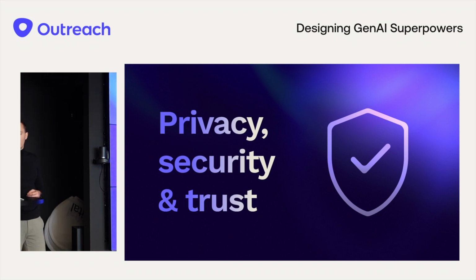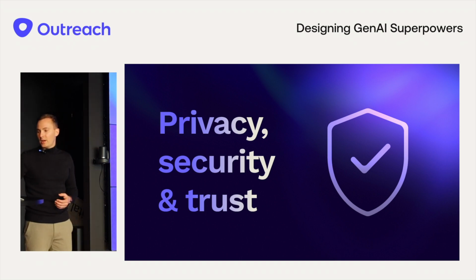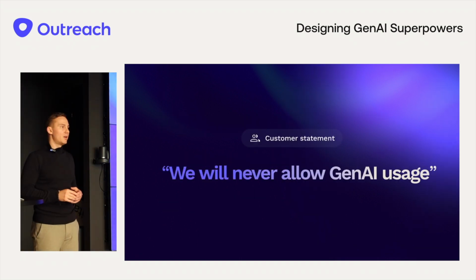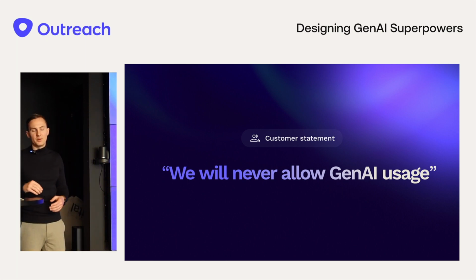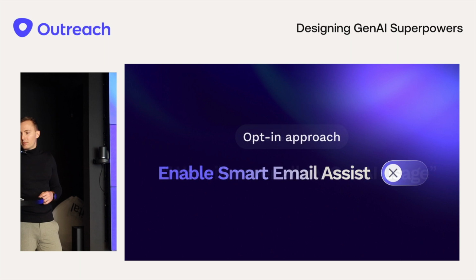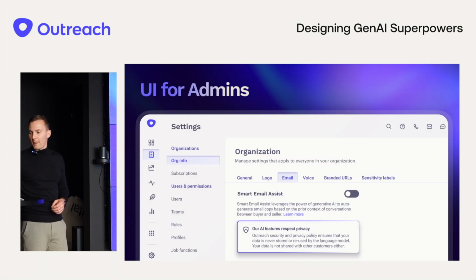And as you might expect, the biggest challenge was privacy and security, because it's a very new technology and companies are worried about potential data leaks, and that's fair. So we have a customer who told us that they will never allow GenAI inside their company, and many big companies actually share publicly the same opinion, which is okay. So we had a meeting with our legal team, and they strongly recommended using an opt-in approach. So it means that this feature needs to be disabled by default, which obviously causes challenges with adoption.